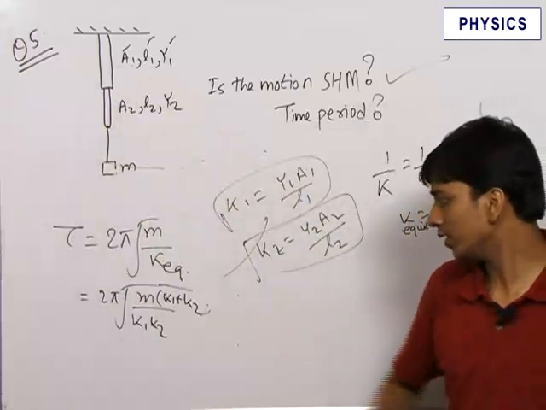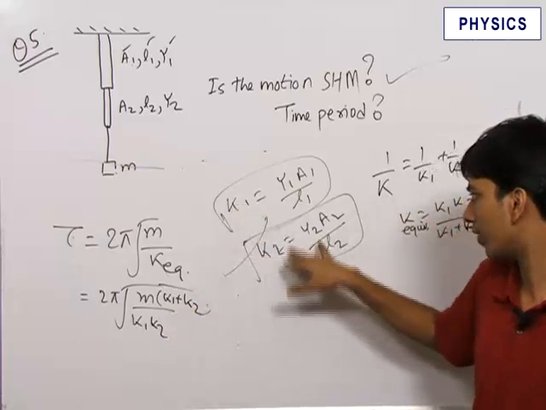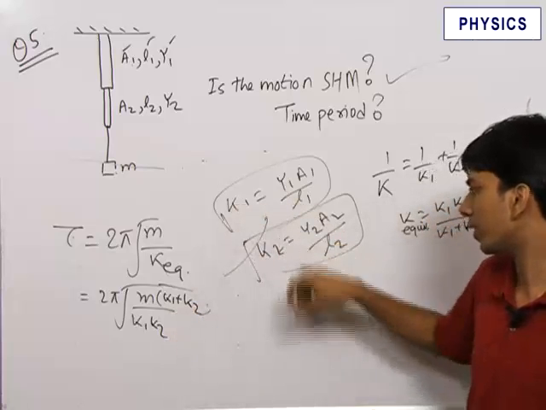So this is the final answer, 2 pi root over M into K1 plus K2 upon K1 K2, where K1 and K2 have values equal to Y1 A1 upon L1 and Y2 A2 upon L2.